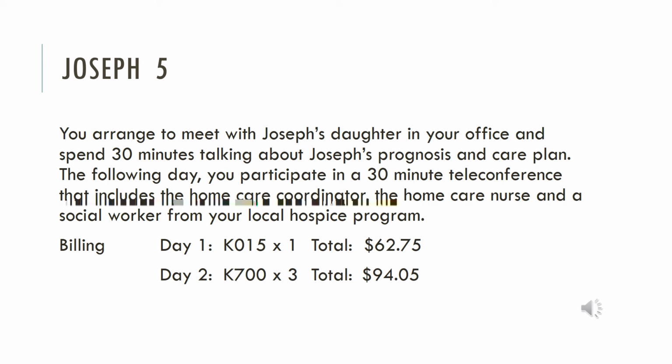Returning to the requests for meetings about Joseph's care, you arrange to meet with Joseph's daughter in your office and spend 30 minutes talking with her about Joseph's prognosis and care plan. The following day, you participate in a 30-minute teleconference that includes the home care coordinator, the home care nurse, and a social worker from your local hospice program. For your meeting with Joseph's daughter, you would bill 1 unit of K015 to Joseph's OHIP number for a total of $62.75. For the case conference, you would bill 3 units of K700 for a total of $94.05.